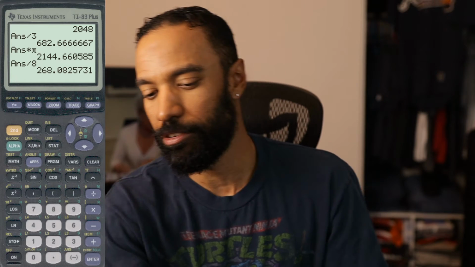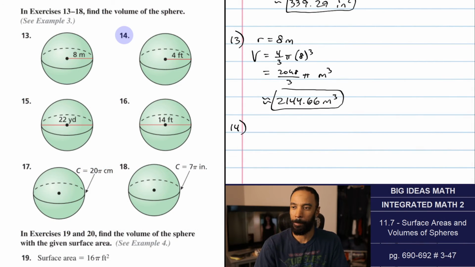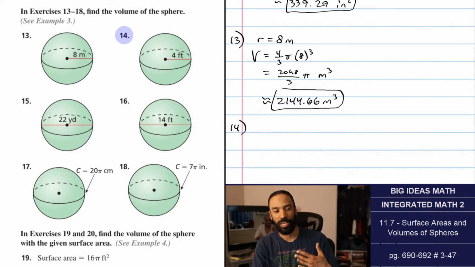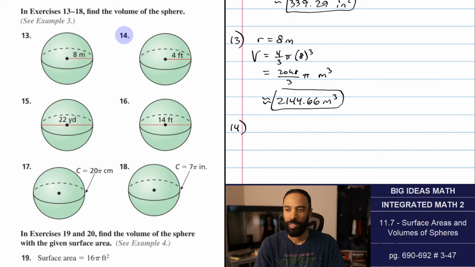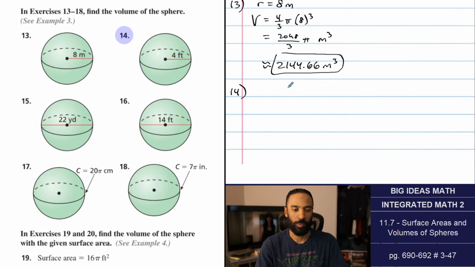Because for a volume, you cube the similarity ratios, and because we're talking about radii for both of these, this radius is half of that radius, different units, but the number is half of it, so we've got to cube 1/2 to get 1/8. We should be dividing by 8. Anyway, just an interesting thought based on what they gave me there.